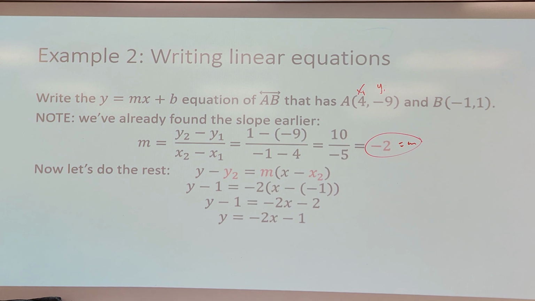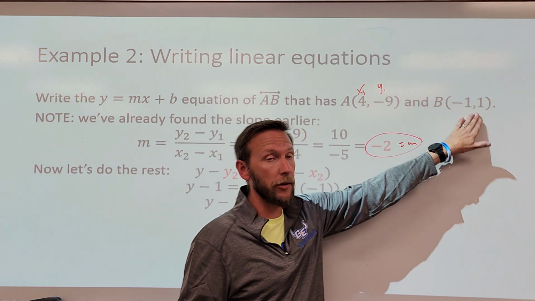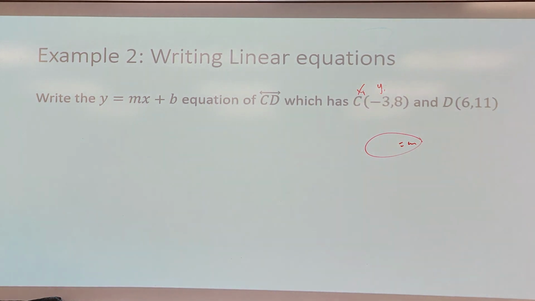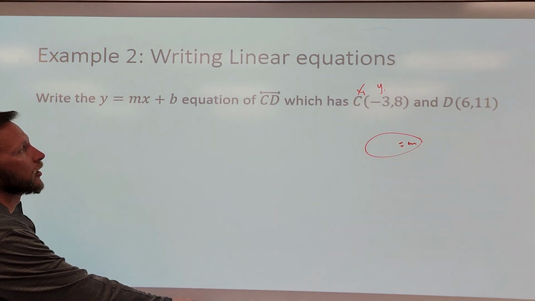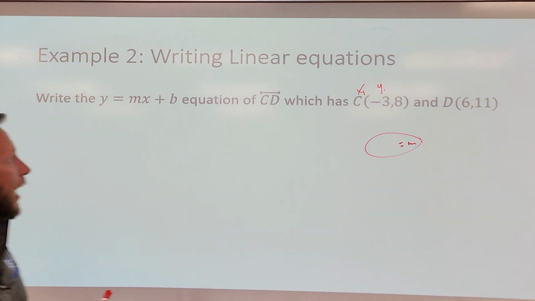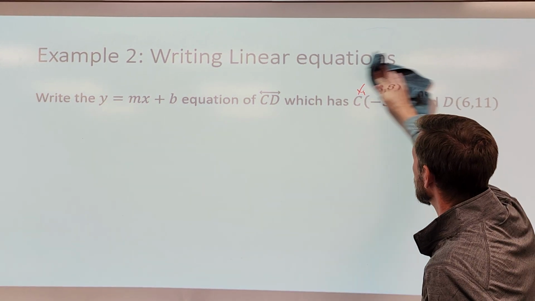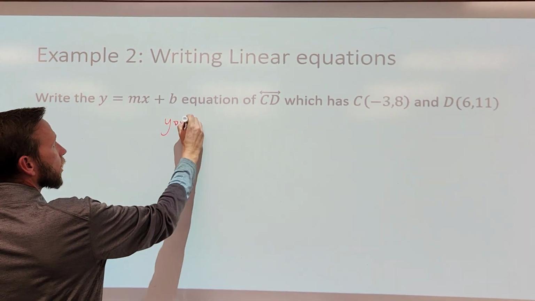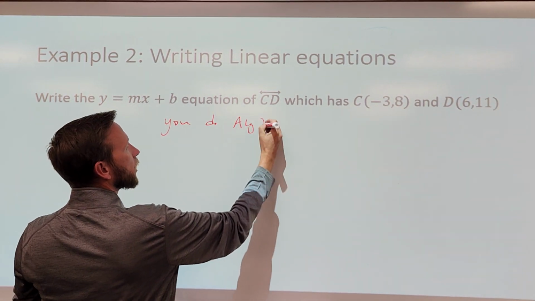All right? So it'll be the same equation regardless of if we use this point on the line or this point on the line or a different point on the line. Write the y equals mx plus b equation of line CD that has these points. This one right here, I want for you to try. All right?